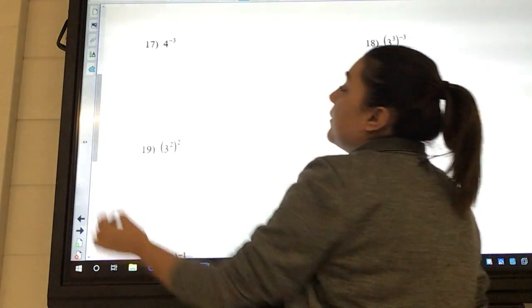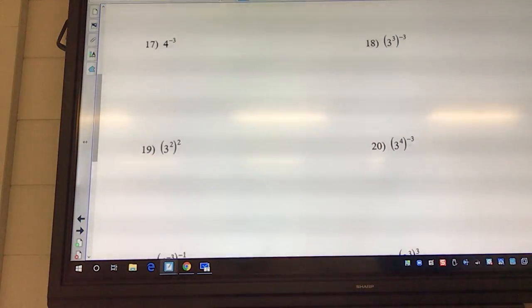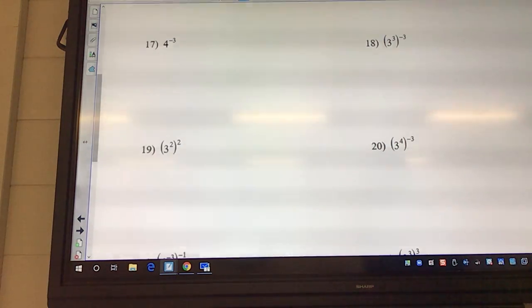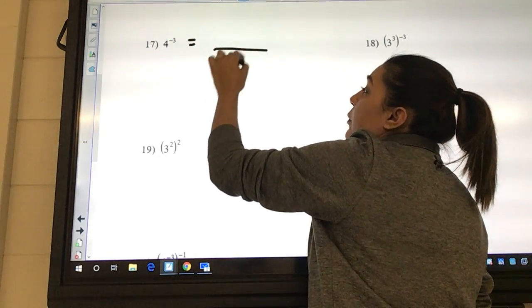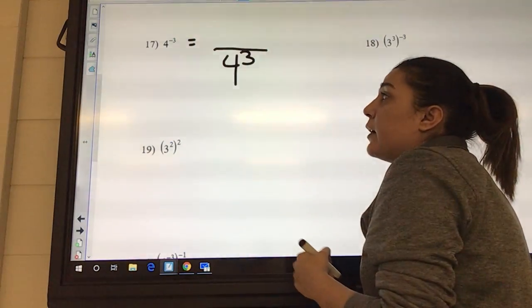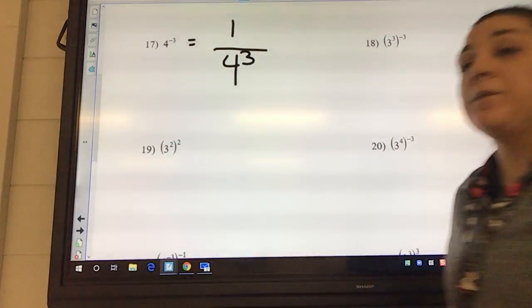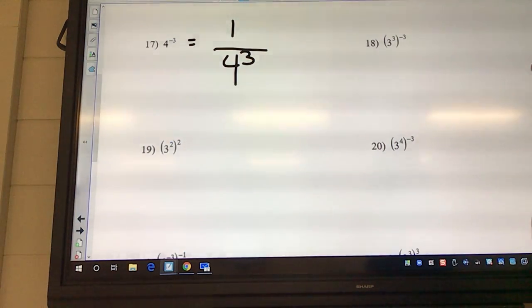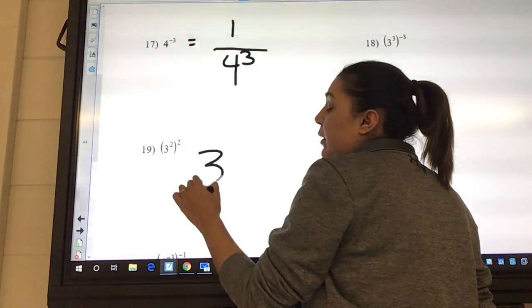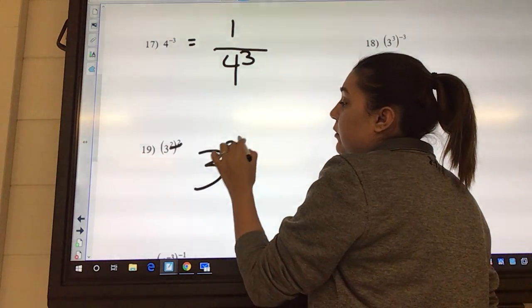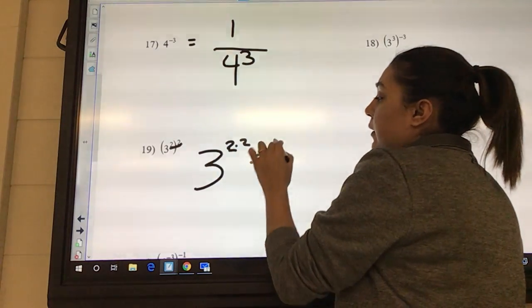Okay, 17. There's nothing to multiply. It's not raised from a power to a power, but there is a negative there. Okay, and so we need to say, well, what do we do with negatives? So we put 4 to the 3 on the bottom, and we put a 1 on top. Okay, 19, we keep the same big, we multiply the two little, so 2 times 2.